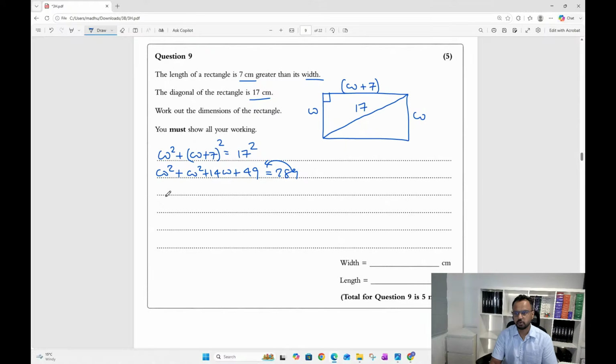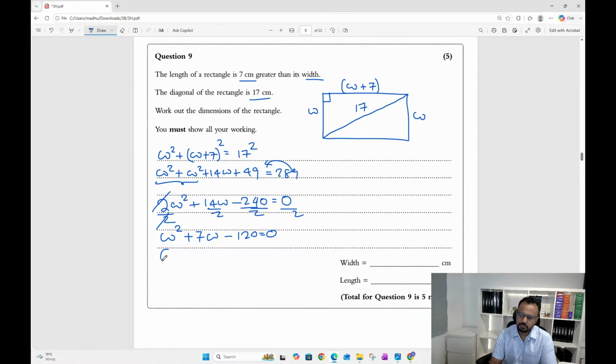Move it to that side, you get a quadratic. So W squared plus W squared is 2W squared plus 14W. So 49 take away 289 gives you negative 240 equals 0. I can divide everything by 2. Guys, remember, do not try to do the non-monic way, because you can divide everything by 2. W squared plus 7W take away 120 equals 0.